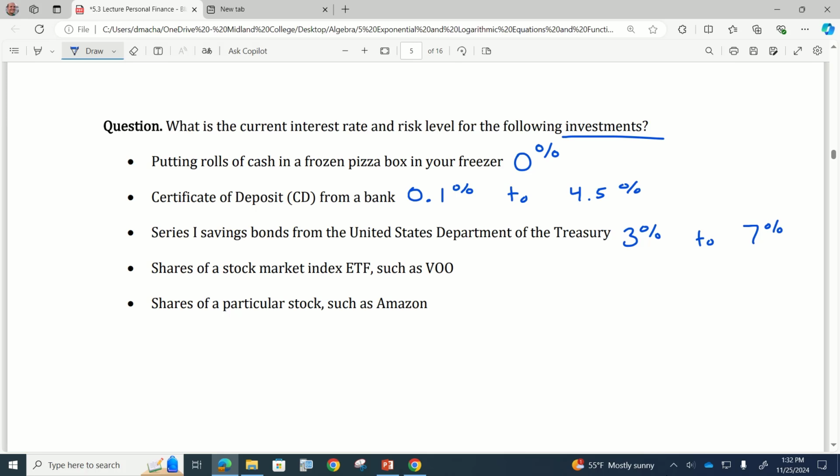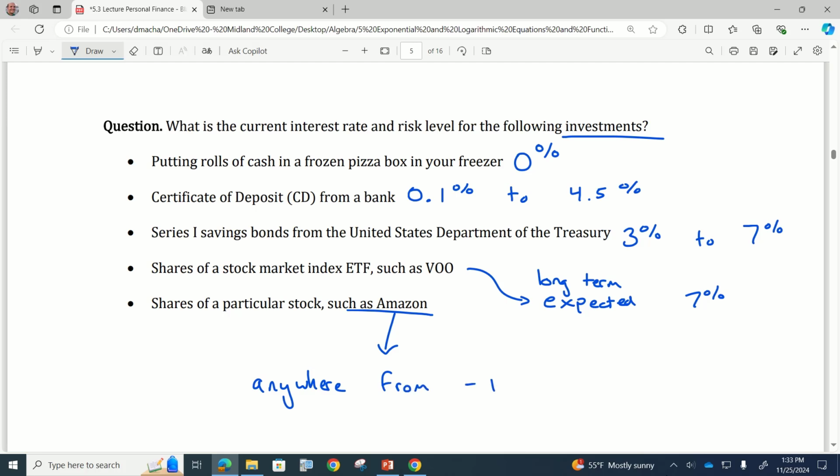If I wanted to buy a stock market ETF, an exchange traded fund, these long term are expected to make about 7% interest. And we'll talk more about that here in a second. And what if I just say I want to buy a particular stock? Like I really like the company Amazon, so I want to buy just stock in Amazon. This has maybe the most variation of all, because you could lose all of your money.